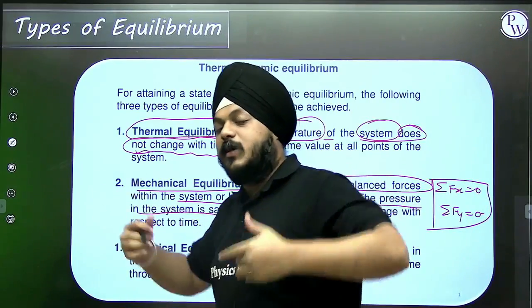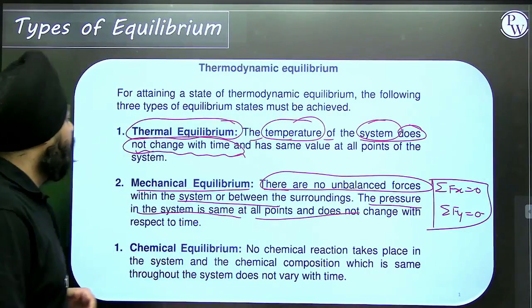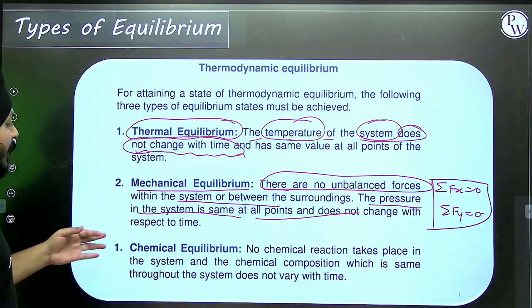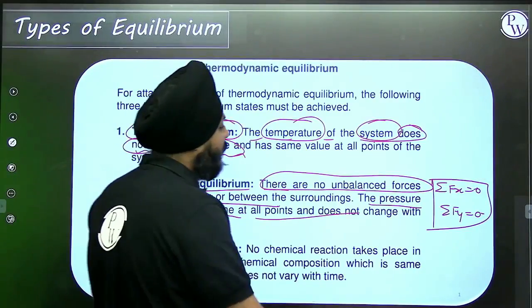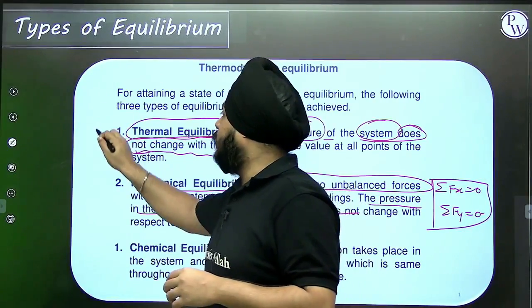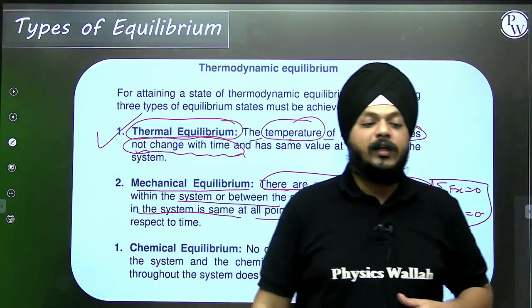If this kind of situation is attained, we can say the system is in mechanical equilibrium. Chemical equilibrium: no chemical reaction takes place in the system. Okay, this is quite easy. We are only interested in thermal equilibrium because that is what we are mostly going to use.